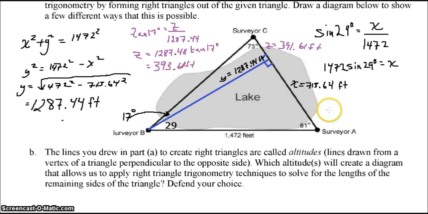So now we know the distance from Surveyor A to C is 713.64 plus 391.61, get 1107.25 feet.